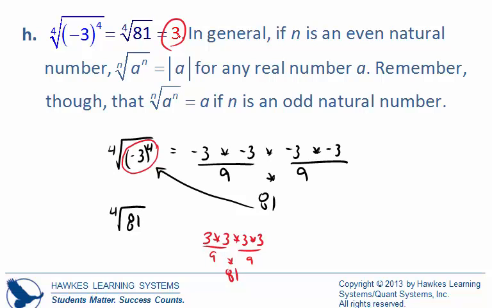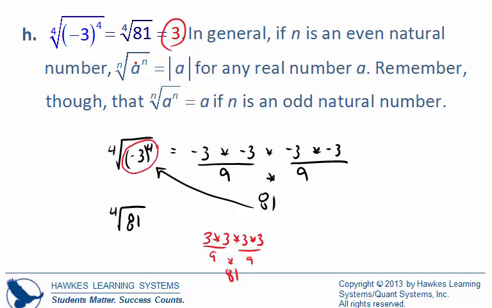So what we have on the slide, in addition to that problem, it says in general, if n is an even number, and again, you're talking about a situation where you have the same number on the outside of the root that you have on the inside as an exponent. If this is an even number, then your answer will be the absolute value of a. Right, so the absolute value of your base.